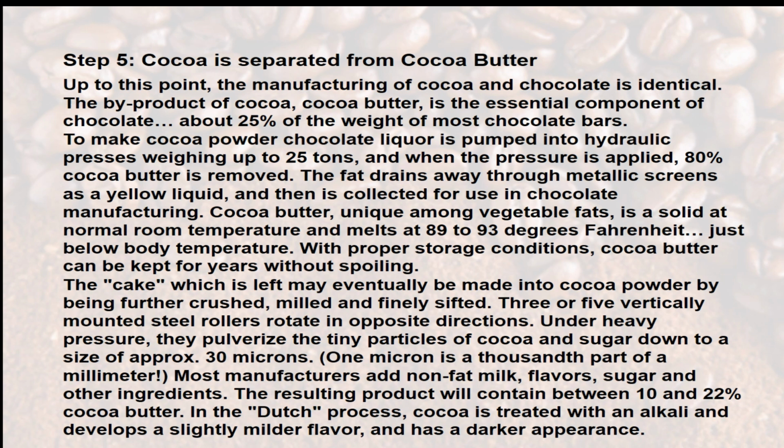Milled and finely sifted. 3 or 5 vertically mounted steel rollers rotate in opposite directions. Under heavy pressure, they pulverize the tiny particles of cocoa and sugar down to a size of approximately 30 microns. 1 micron is a thousandth part of a millimeter. Most manufacturers add non-fat milk, flavors, sugar and other ingredients. The resulting product will contain between 10 and 22% cocoa butter.